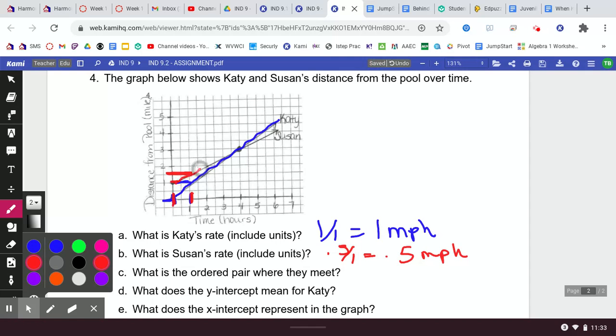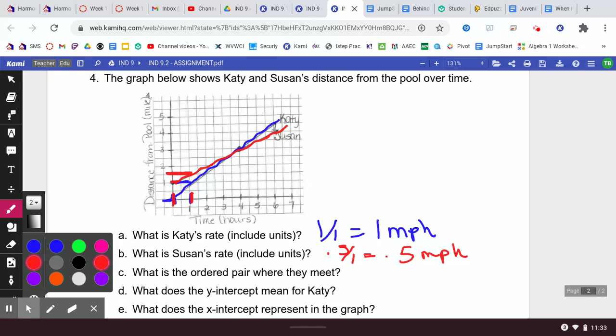If you look at the steepness of Kate and Susan, which one is steeper? Kate's is steeper, so if you get a steeper line, you should get a faster rate when you tally it. If you get identical rates for Kate and Susan, you should look up at the graph and their lines should be right on top of each other, or they should at least have the exact same slope. If they don't have the same slope, they can't have the same speed. I'm starting to lose my voice.